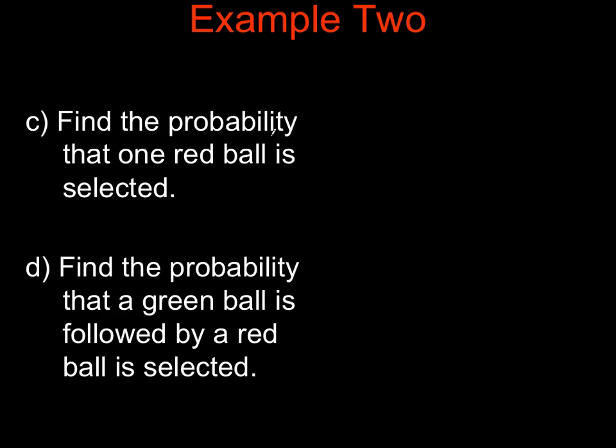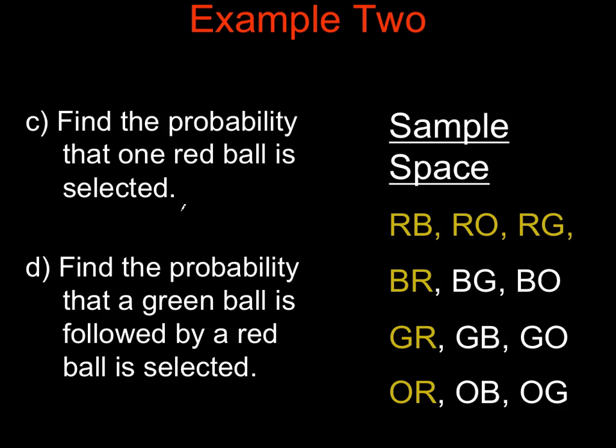So it says find the probability that 1 red ball is selected. So when we look at our sample space, we find all the sample points where exactly 1 red ball is selected, and so I see 6 here, so it's going to be 6 out of 12, or 50%.